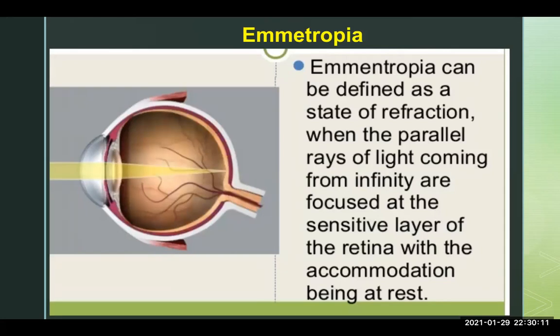The Ametropia. The Ametropia is a term defined as the normal vision status. Ametropia can be defined as a state of refraction when the parallel rays of light coming from infinity are focused at the sensitive layer of the retina, with the accommodation being at rest.